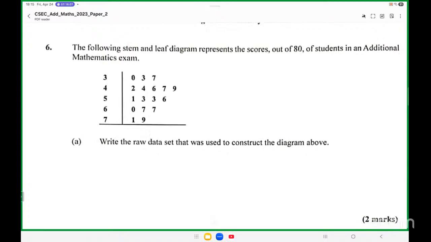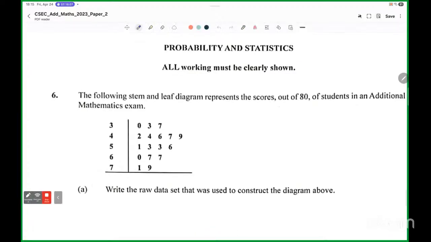And this one doesn't give you any key, interestingly, but they should give you a key. So for example, this 3 here would mean they scored 33 out of 80. All right, that's what it means. And this 6 right here would mean 56.